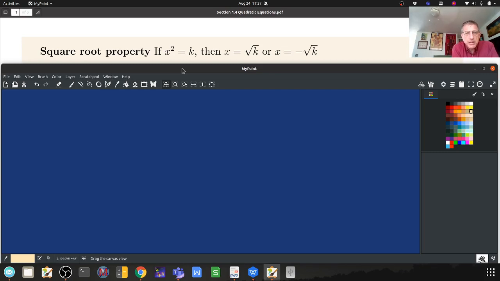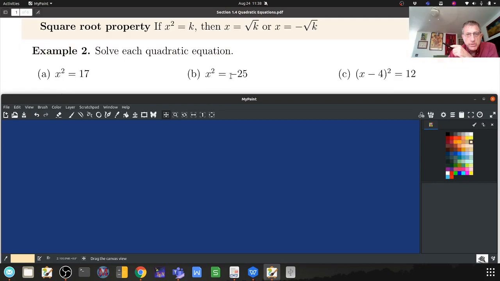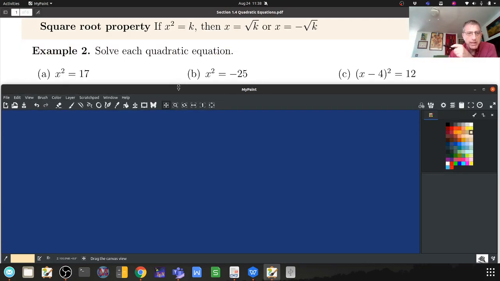If x squared is equal to k, then x is equal to the square root of k, or x is equal to minus the square root of k. So we're going to use that to solve each of the following quadratic equations. So this is going to be example 2. I have x squared is equal to 17.